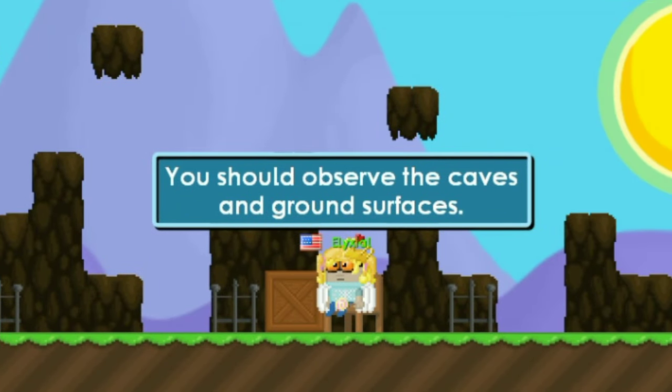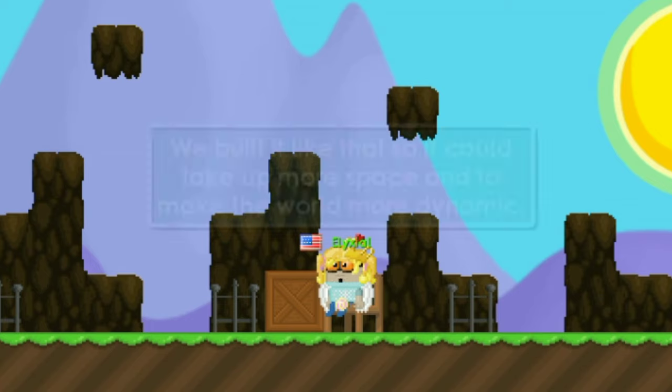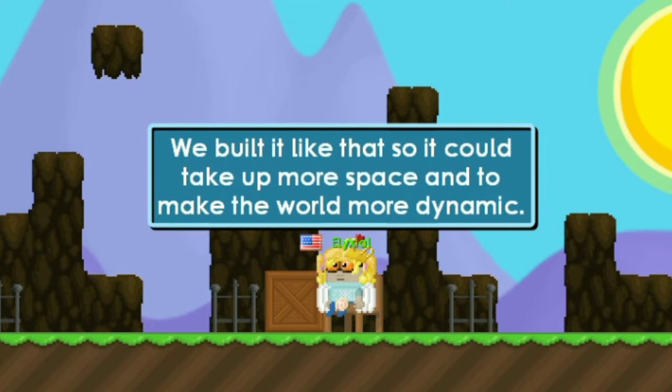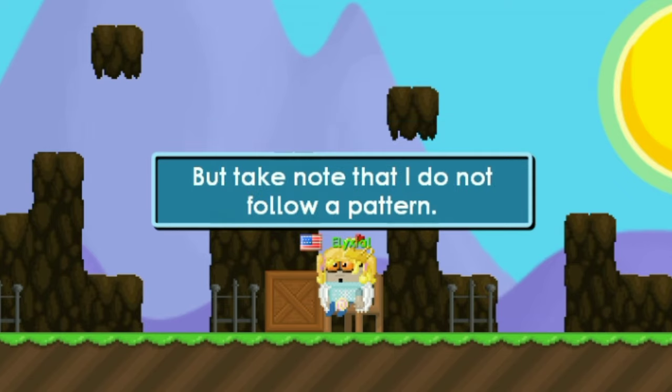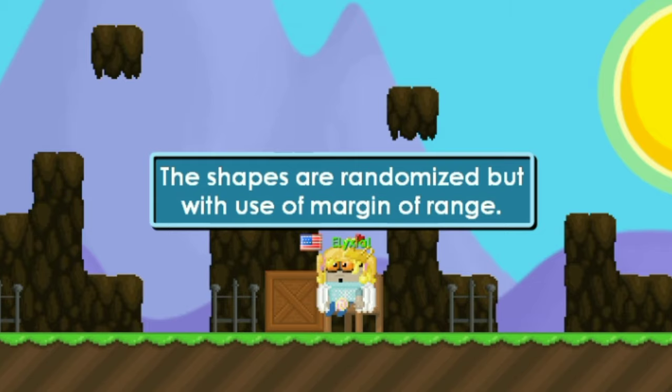You should observe the caves and the ground surfaces. We built it like that so it can take up more space and to make the world more dynamic. But take note that I do not follow a pattern. The shapes are randomized but with use of a margin of range.